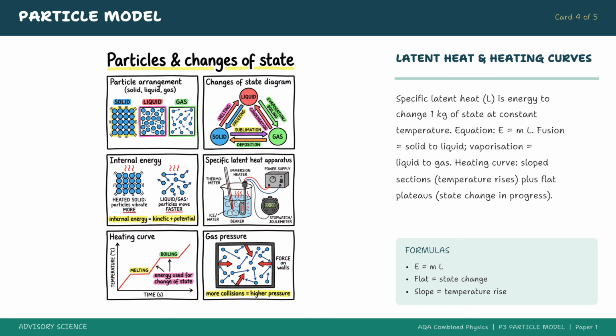Specific heat capacity deals with temperature changes, but specific latent heat is the energy needed to change the state of 1 kilogram of a substance without changing its temperature. The formula states that energy equals mass multiplied by specific latent heat. Latent heat of fusion applies to melting or freezing, while latent heat of vaporization applies to boiling or condensing.